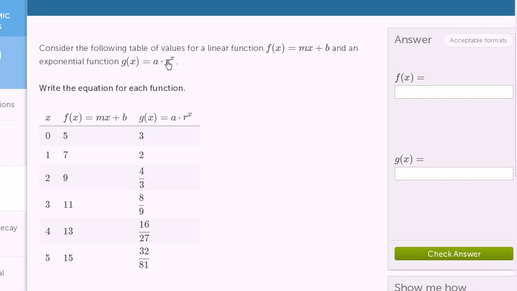Consider the following table of values for a linear function f of x is equal to mx plus b, and an exponential function g of x is equal to a times r to the x. Write the equation for each function. They give us for each x value what f of x is and what g of x is, and we need to figure out the equation for each function and type them in over here.